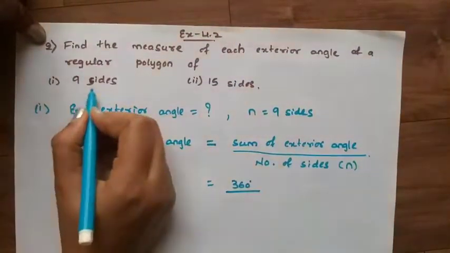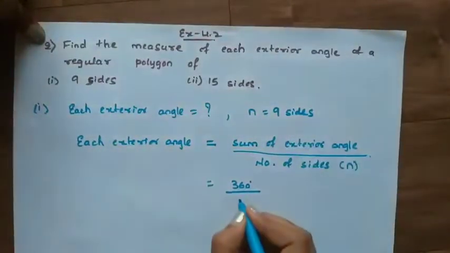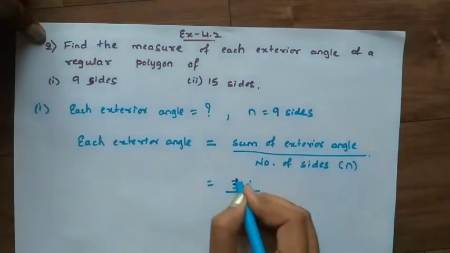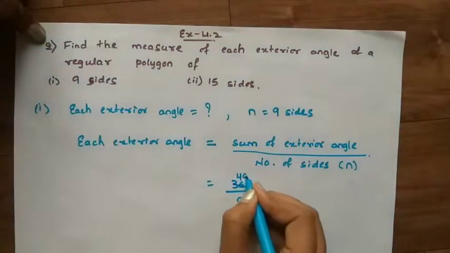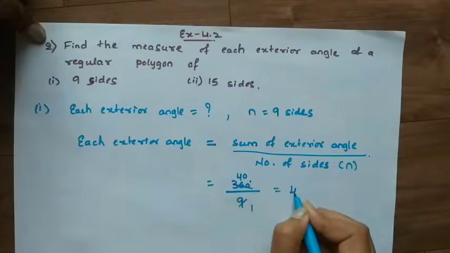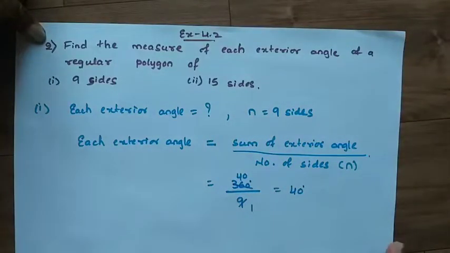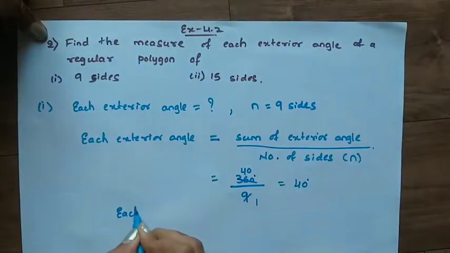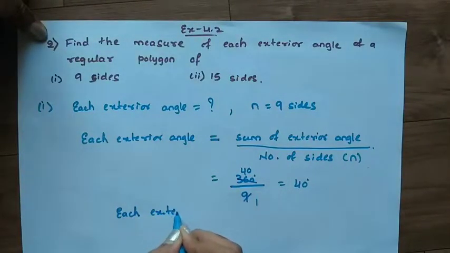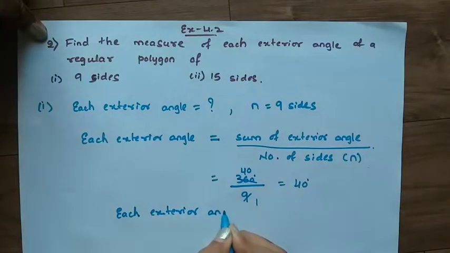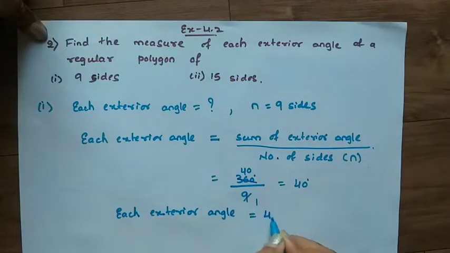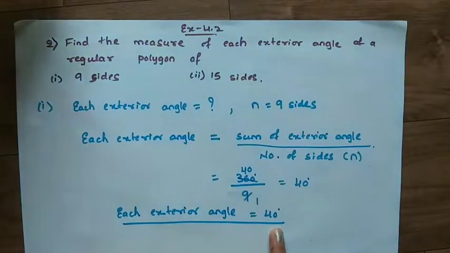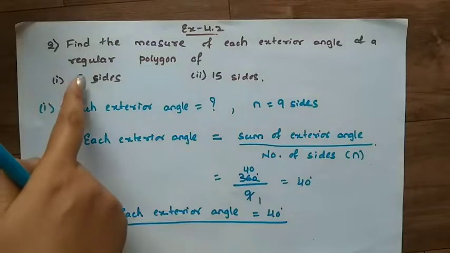In the first question, how many sides are there? n is equal to 9 sides. So divided by 9. So make it divide here. 9 ones are 9, 9 fours are 36. Here 0 is there, so keep it as it is. So which is equal to 40 degrees. Here each exterior angle is how much? 40 degrees. This is our solution. Each exterior angle is equal to 40 degrees. This is the solution of the first question.